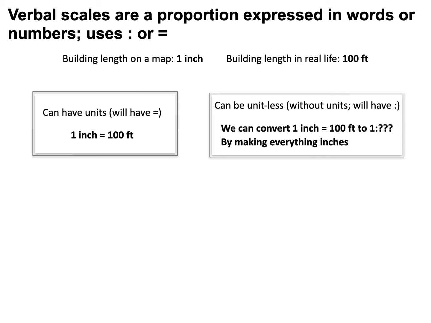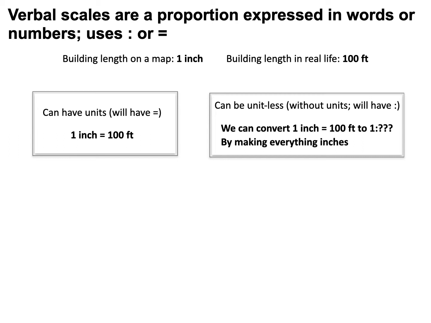Another version of verbal scales can be unitless. That is, it's without units. And usually scientists and people doing the math like this better because unit conversions, which we're going to do a little bit of, can be a pain. But in order to get the scale to be unitless from the information we have, we actually have to do a little bit of math. So usually the unitless verbal scales will have a colon showing what the proportions are.